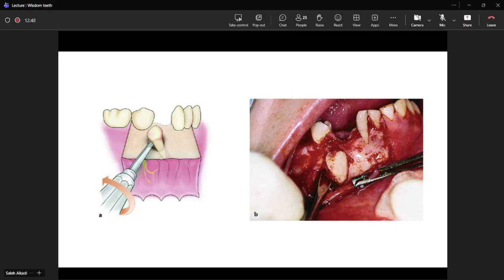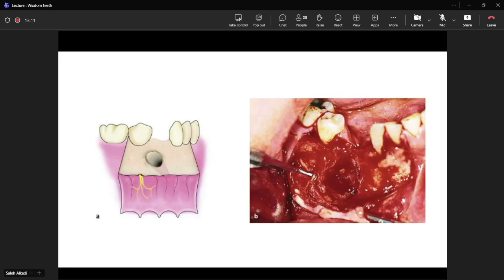If there is no resistance and the tooth is mobile, then you can elevate the tooth without any sectioning. This will save time, of course. So in this case, the surgeon applied the elevator at the cemento-enamel junction of the tooth, the point of application, elevated the tooth, and the tooth is mobile. So then the tooth is out. So there is no need for sectioning the crown from the root like the first case.